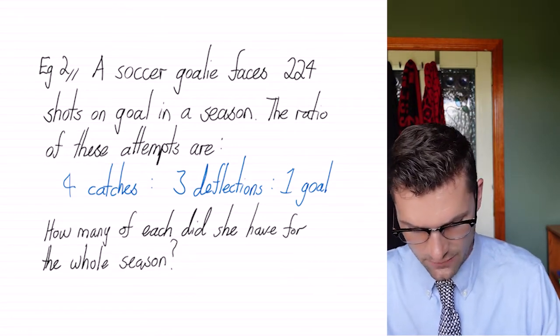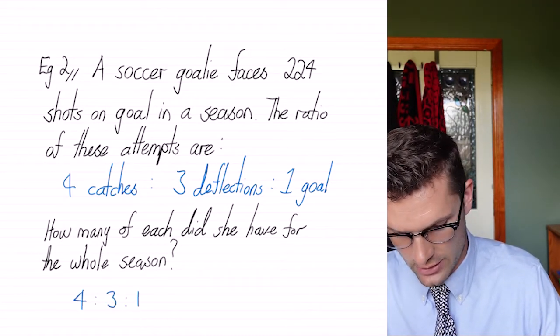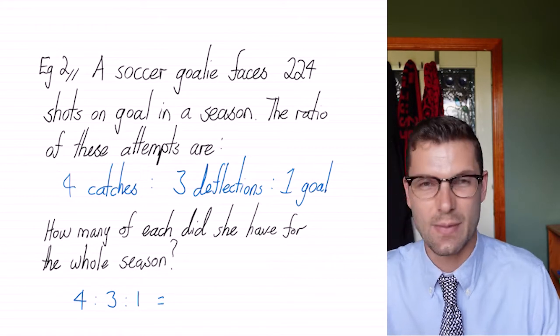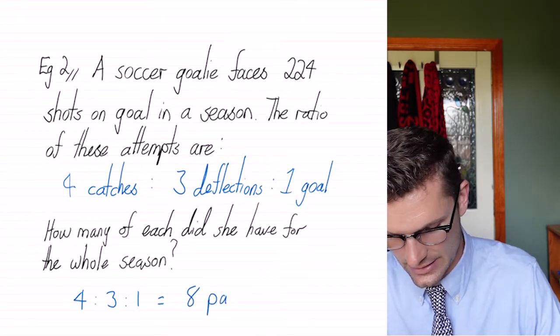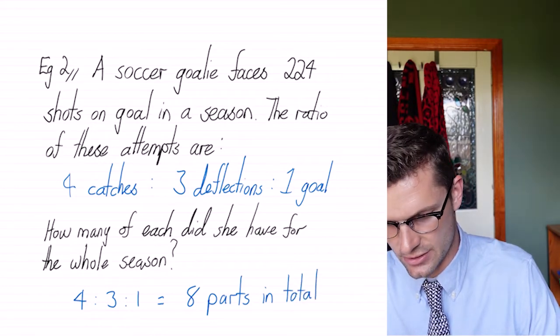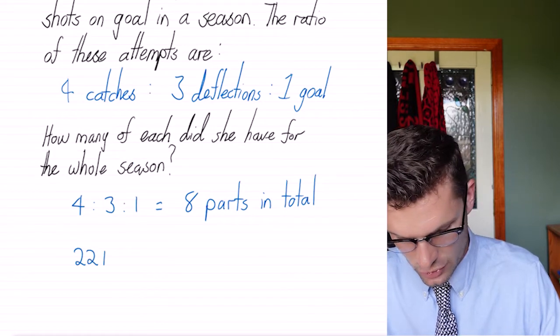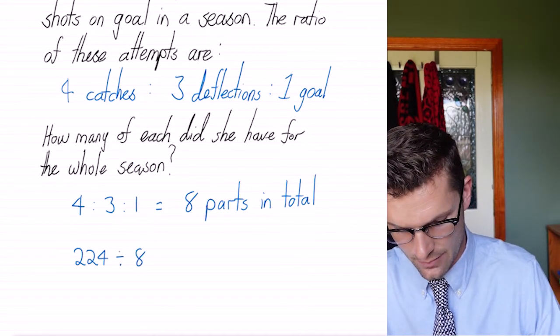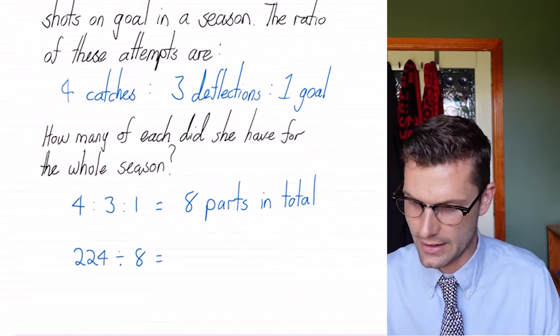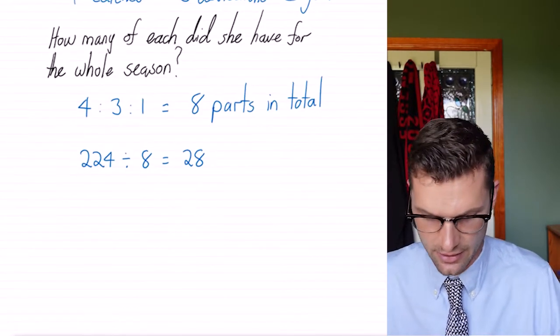So step 1 is to find out how many parts there are in total. So we have 4 to 3 to 1 is the ratio, which means that there are 8 parts in total. So that's just the 4 plus 3 plus 1. Then we've got to divide the 224 into 8 equal parts. This is equal to 28, just on your calculator.